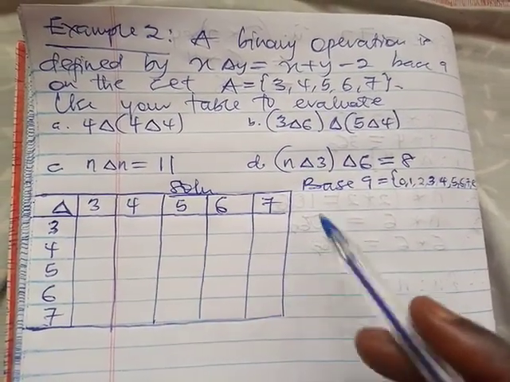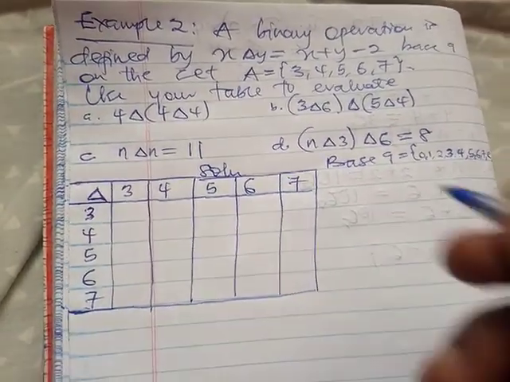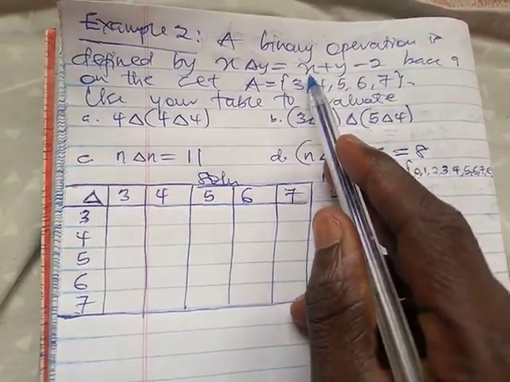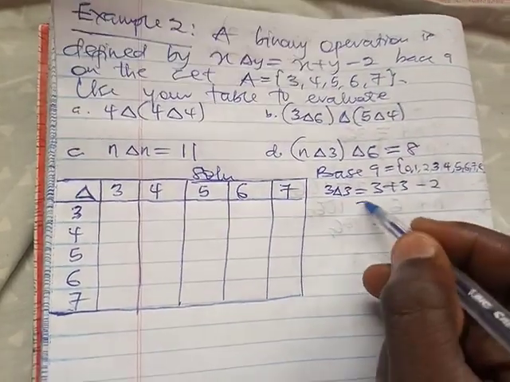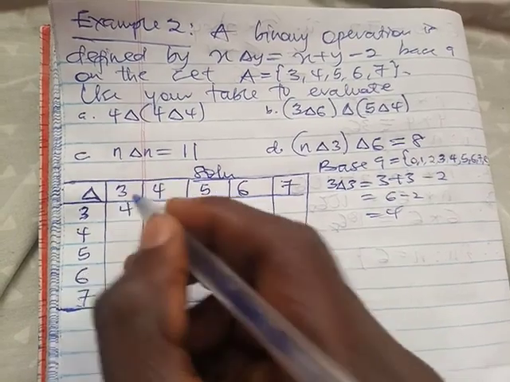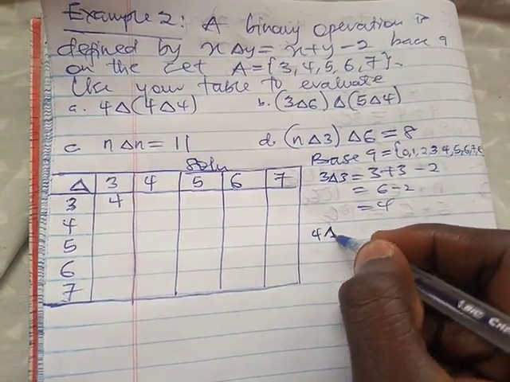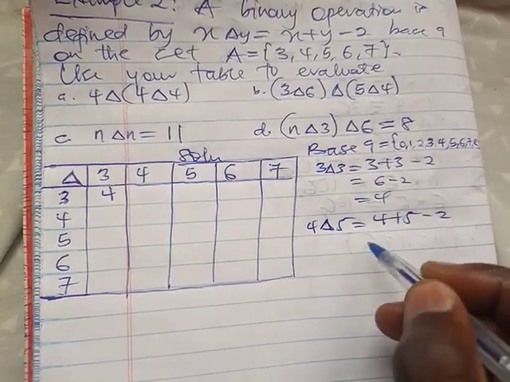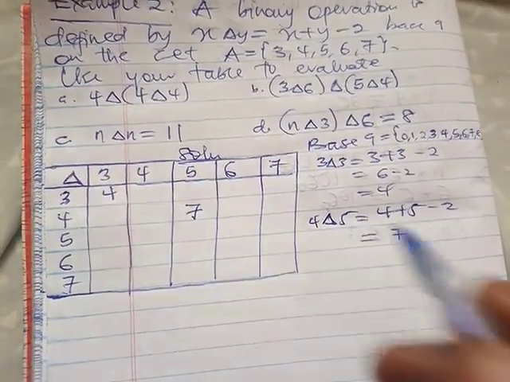So we need a quotient and a remainder, in that order. Let's pick the first one, 3 delta 3. The rule is x plus y minus 2, so 3 plus 3 minus 2. That's 6 minus 2, which is 4. 4 can be seen here, so we write 4. Let's look at 4 delta 5. 4 delta 5 becomes 4 plus 5 minus 2. 4 plus 5 is 9, 9 minus 2 is 7. So 4 delta 5 is 7.